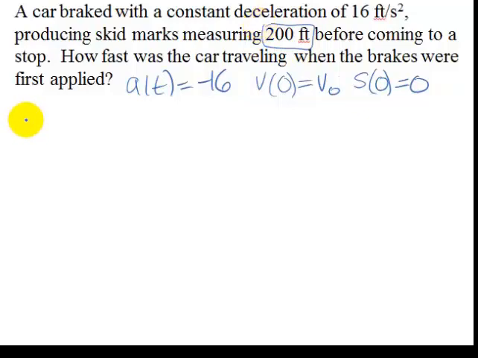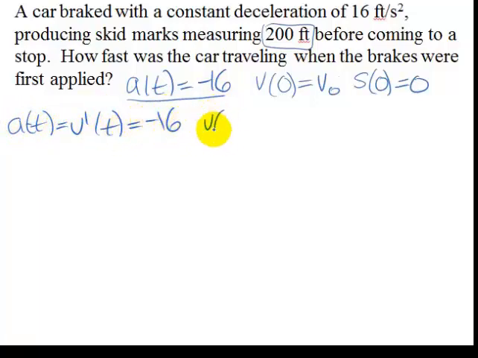So let's first of all get a velocity function from acceleration. We know that acceleration is the derivative of velocity. So I can find velocity by doing an antiderivative, and that's going to be negative 16t plus initial velocity, because if we put in 0 here, we need to get that initial velocity v sub naught, and that's what we want to find.